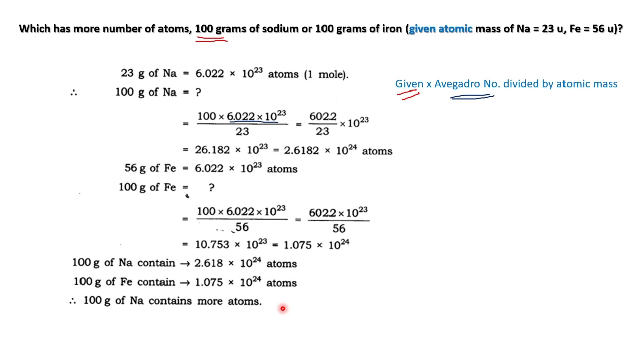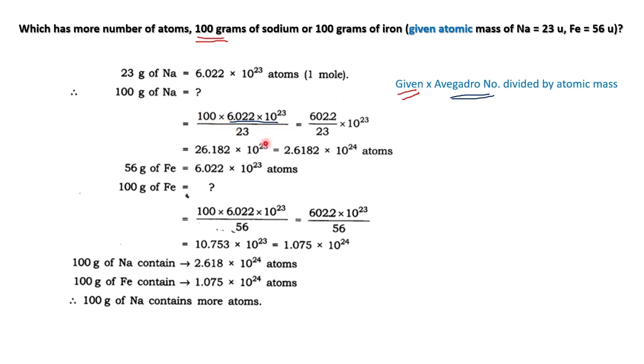So based on that, here also the number of atoms, both are 100 grams, but which will have more atoms, whether it is sodium or iron, we have to find out. First we calculate the number of atoms, in the sense the Avogadro number. 23 grams of sodium is equal to 6.022 into 10^23 atoms per mole. So 100 grams of sodium will be 100 into 6.022 into 10^23 divided by 23.